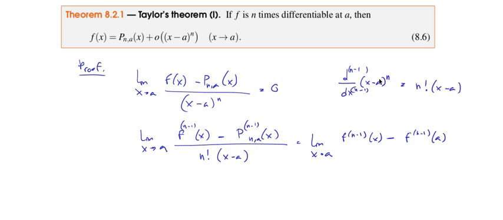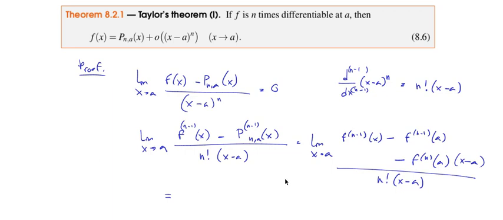Now in the Taylor polynomial, the term that's multiplying x minus a to the n is the nth derivative of f divided by n factorial, right? So we have, this is minus the nth derivative at a times x minus a, all of this divided by n factorial times x minus a, right? And so now we can take the factorial out.